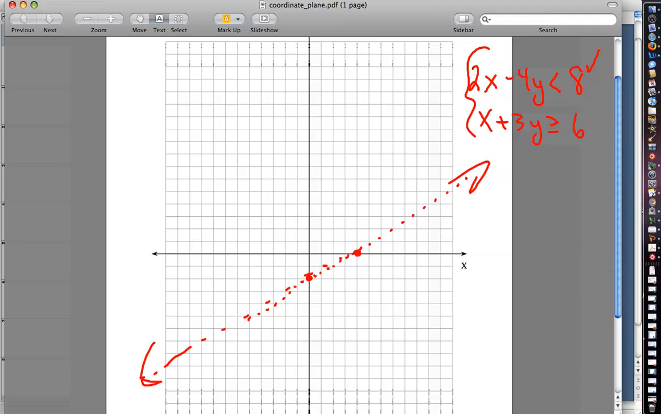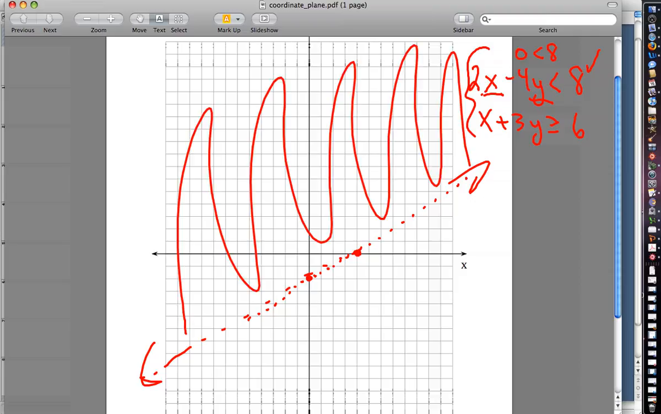Dane? 0. Technically, pick any point we want that's not where? On the line. Okay, and Dane picked (0, 0). If I plug 0 in for x and I plug 0 in for y, I get a statement that says 0 is less than 8. Is that true? Nate? 0 is not less than 8. He's just teasing. Yes, it is. And so because (0, 0) made this true, which way am I going to shade? The side that (0, 0) is on? I'm going to shade that side, which is up here.